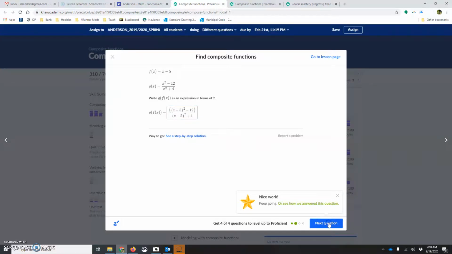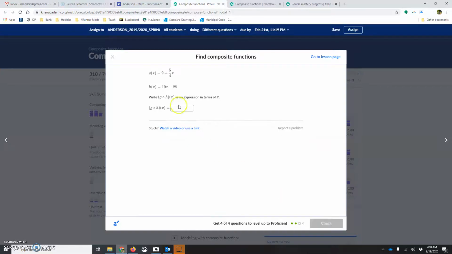There it is. All right, question 3. So h goes first, and then g. So h is down here. So we're plugging in h into g. This is actually a pretty easy one. Not much to do here. So 9 plus 5 divided by 4. You got the denominator, parenthesis. What's our x? Our x is our h, which is 10x minus 28. And that looks right.